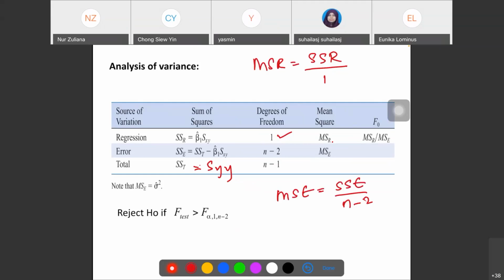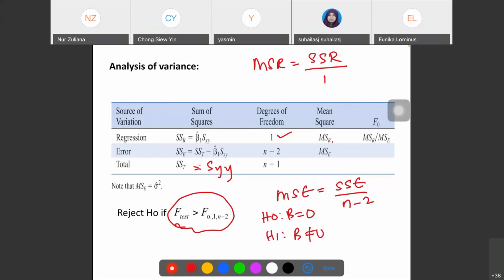And last, you compute your F, which is mean square regression over mean square error. Okay, then you compare. Okay, bila kita buat ANOVA approach, okay, analysis of variance, we only reject alpha, not alpha divided by 2. Okay, F alpha, first degree of freedom 1, second degree of freedom is n minus 2. Okay, tapi kita testing linearity betul lah, alternative beta. Okay. But when you conduct your analysis of variance, so reject H naught when F test greater than F alpha, degree of freedom 1 and n minus 2.